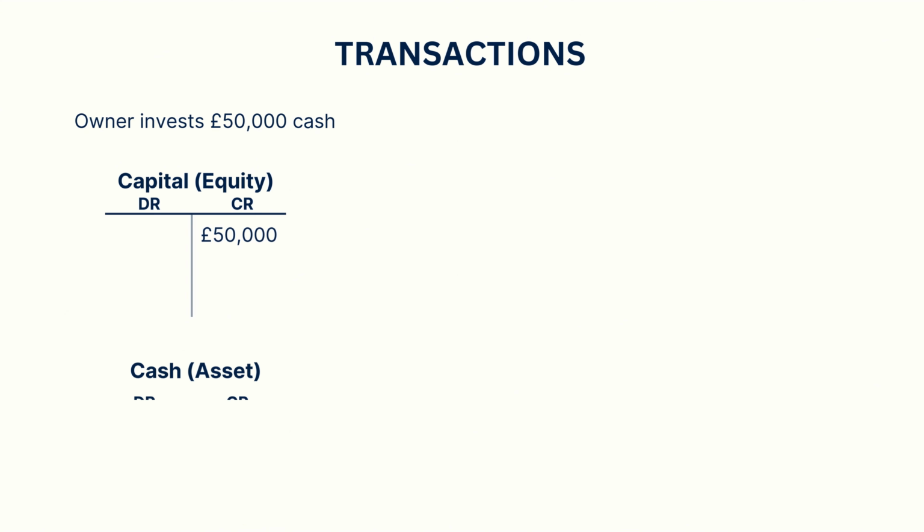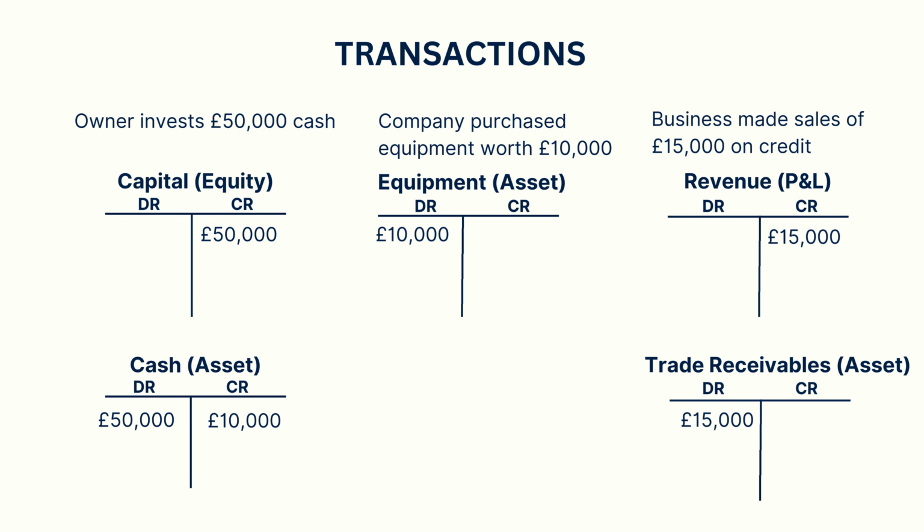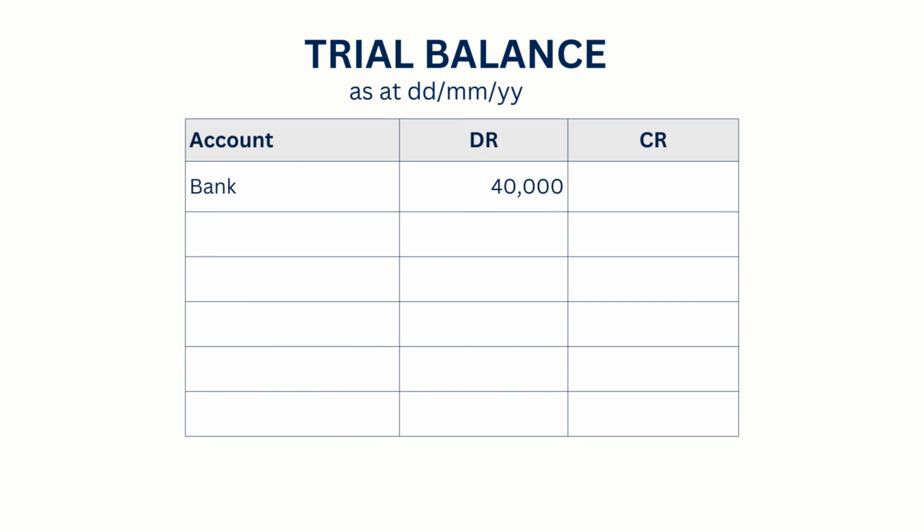The owner invested £50,000 cash into the business. This is recorded as equity. The company purchased equipment worth £10,000. The business made sales of £15,000 on credit, so customers still owe the business money. This creates trade receivables. At the end of the period, we list all these balances in a trial balance.